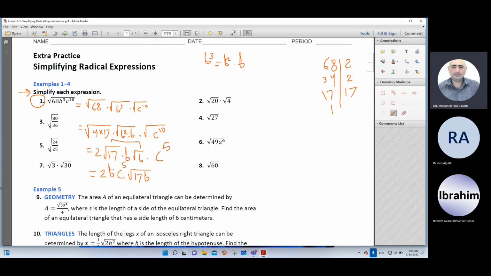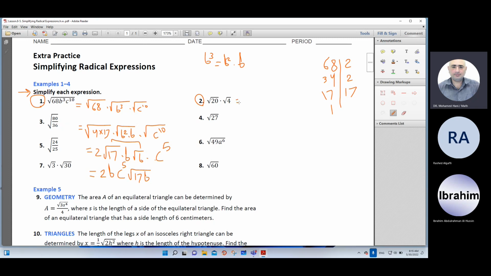This is the last answer, and this is the simplest form for this square. Was there any question about this idea? Okay, write the second exercise and how to simplify.